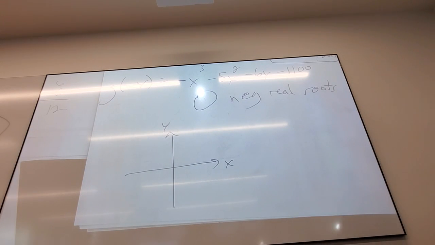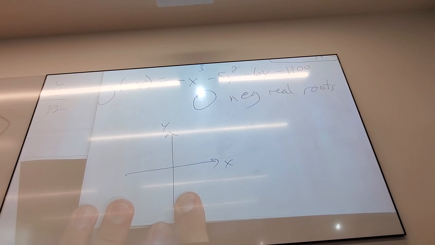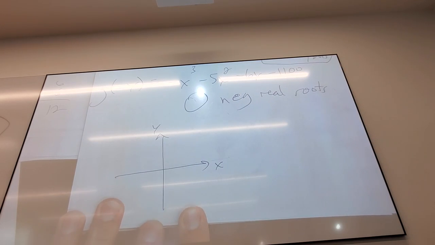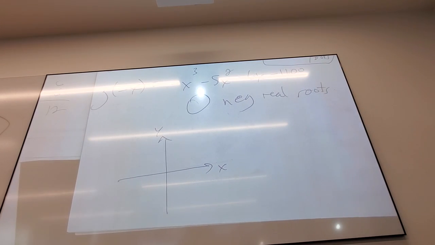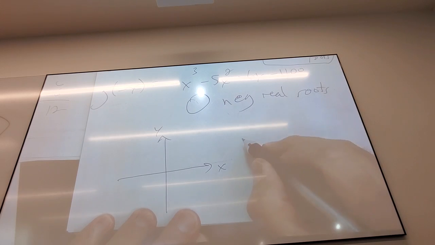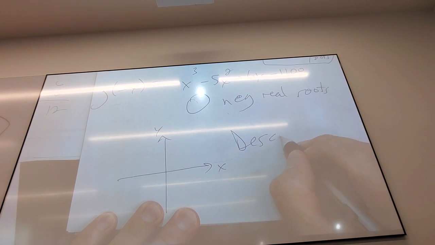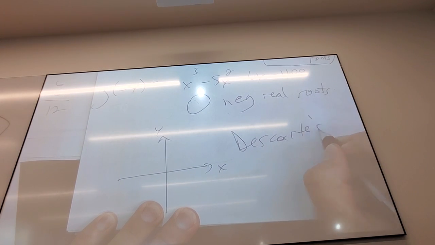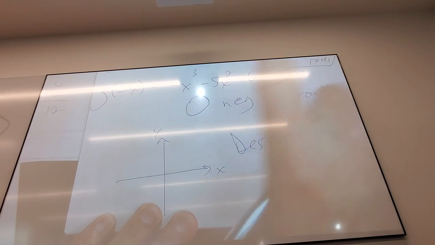So Rene Descartes did this. If you hate graphing, then just find Rene Descartes' grave and yell at him or do whatever you need to. But we call this Descartes' rule of signs because he also did all this business up here.